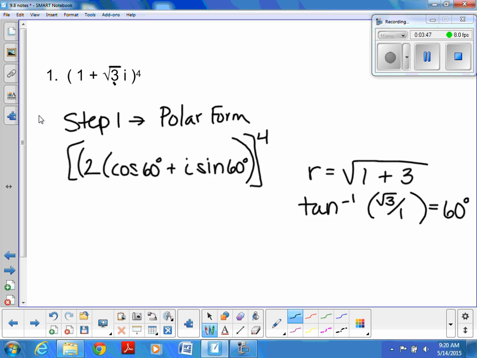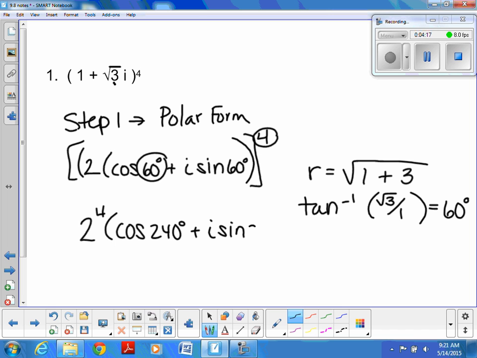So, first step, if it's not in polar form, it needs to be in polar form in order to use De Moivre's theorem. Now that it's in polar form, we can use De Moivre's theorem. It's not that bad of a theorem. All you do with the r is raise it to the nth power. So all I'm going to do is take 2 and raise it to the 4th power. And what do I do with the 60 and the 4? What does it say to do? Multiply them together, right? What's 4 times 60? 240. And 2 to the 4th, I'm going to change to 16.